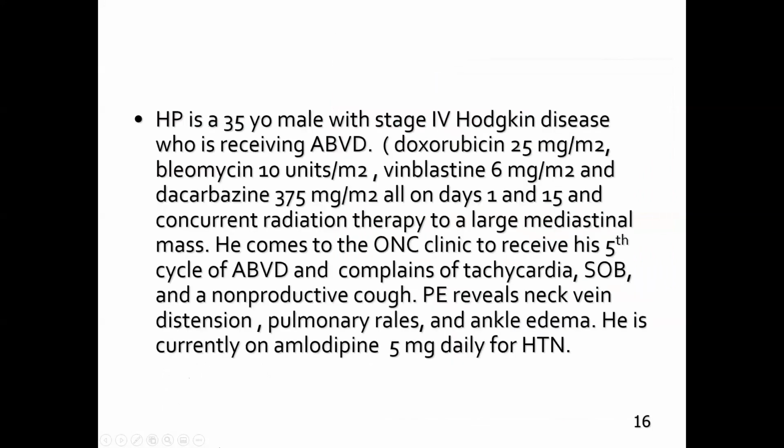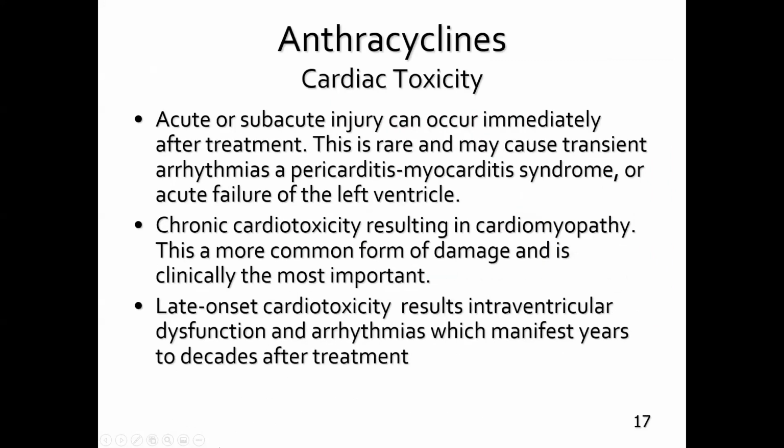So we have a 35-year-old male with stage 4 Hodgkin's disease. He's receiving ABVD, which is doxorubicin, bleomycin, vinblastine, and dacarbazine on days 1 and 15. He's also getting concurrent radiation to a large mediastinal mass. He comes to, it wouldn't be the onc, it would be the heme clinic for his 5th cycle of ABVD. And he complains of tachycardia, shortness of breath, non-productive cough. Physical exam reveals neck vein distension, pulmonary rales, and ankle edema. And he's currently on amlodipine for hypertension.